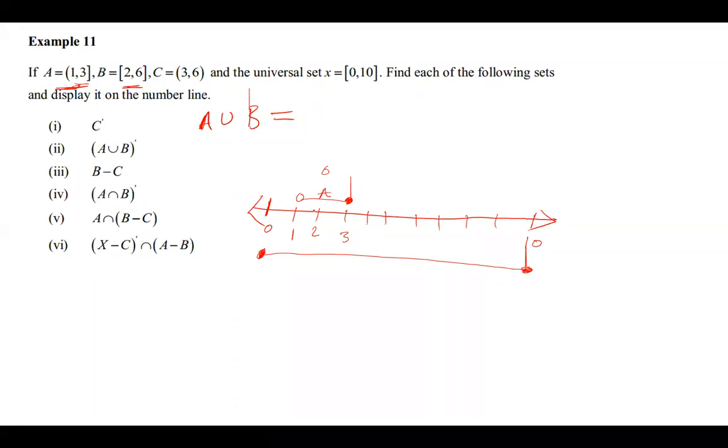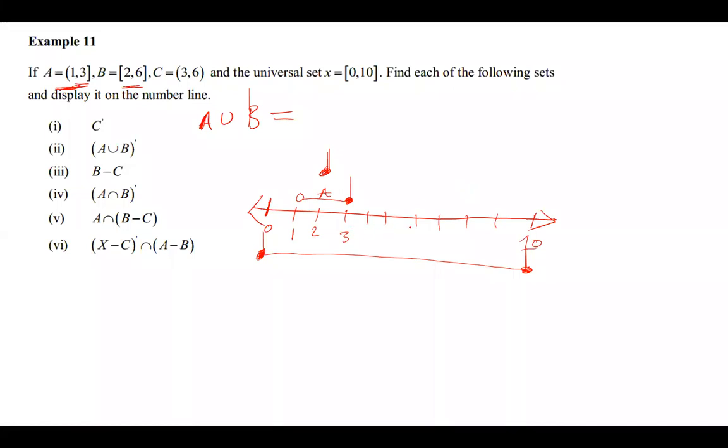So this is what I started here. I first had to put the universal set down, and then from there I had to put set A, which is just from 1 to 3, open at 1 and closed at 3. And then we also have to put set B there, which is closed on both ends, at 2 and at 6. So set B is closed at 2, and it is also closed at 6.